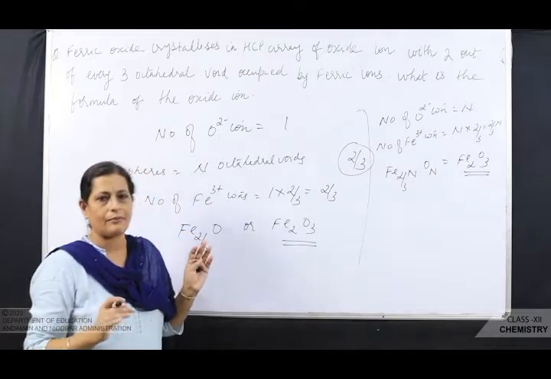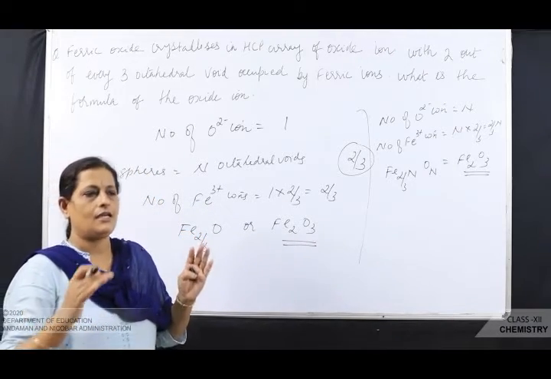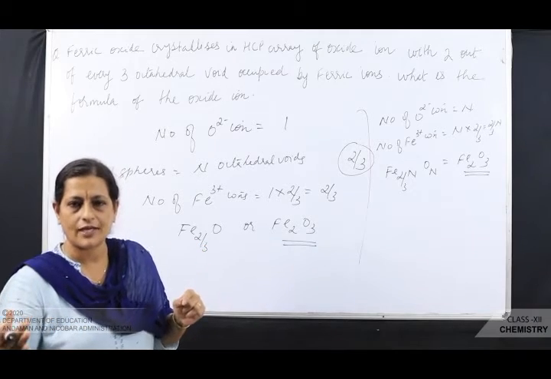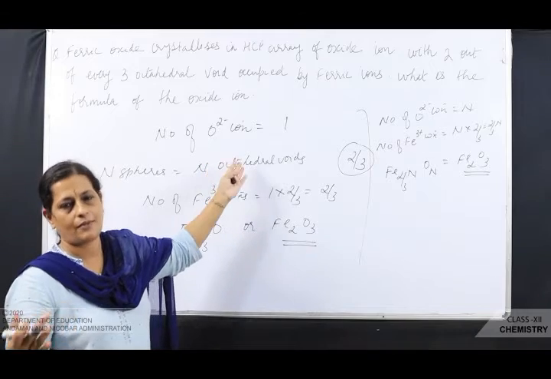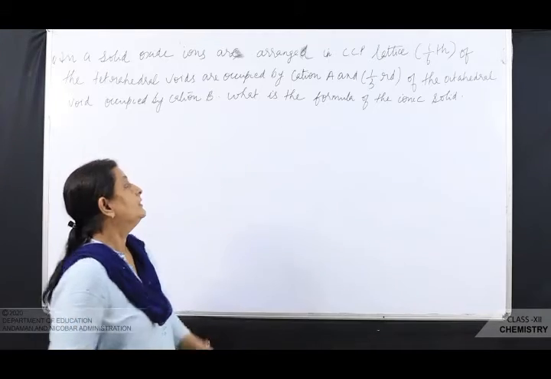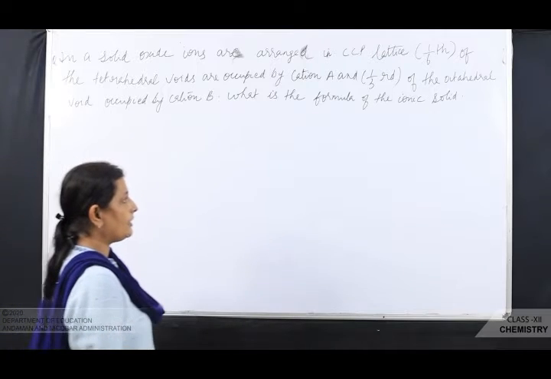The only thing you have to remember is the relationship between the spheres and the voids. N spheres is equal to 2N tetrahedral voids, and N spheres is equal to how many octahedral voids? Same, N octahedral. Next question is, in a solid, oxide ions are arranged in a CCP lattice.